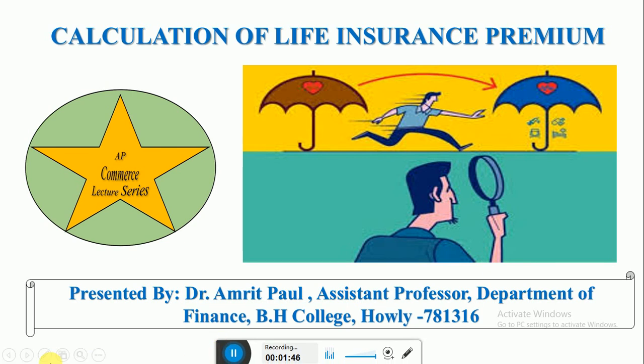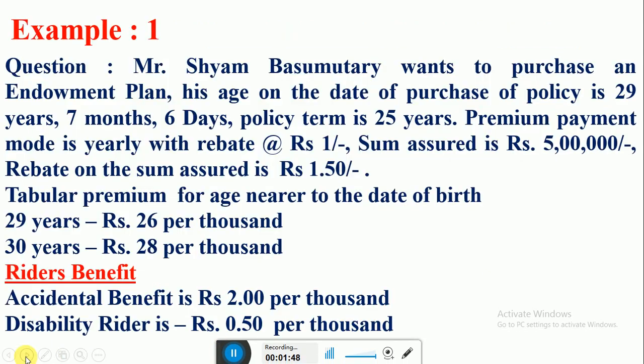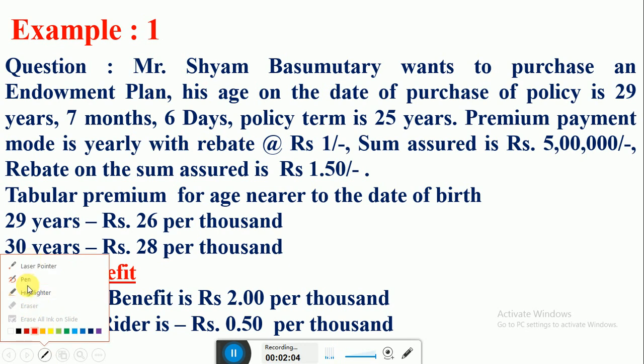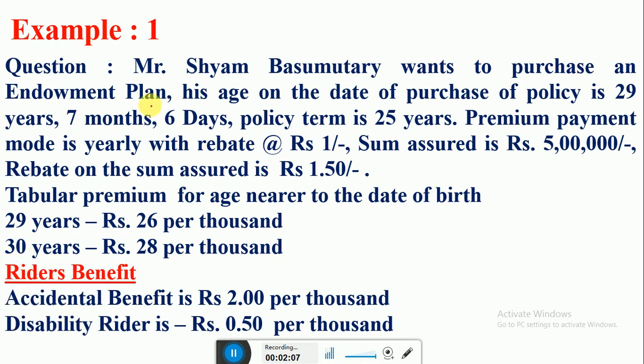Okay, so here you have to go through the question very carefully. If you understand the question very carefully, then only will we be able to understand the solution very easily. So the question is, Mr. Sam Bazumidar is the customer who wants to purchase an endowment plan.